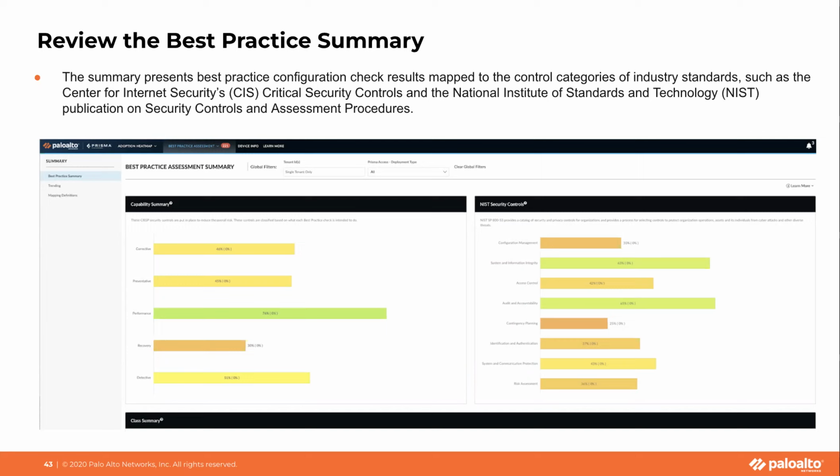The results map to the control categories of industry standards such as CIS and NIST. The purpose of this information is to provide a good way to learn how BPA checks tie to the industry standards, not to act as an audit. Like the adoption summary, the best practice summary includes metrics that show your current adoption rate and adoption progress.